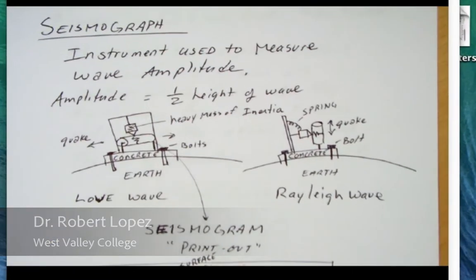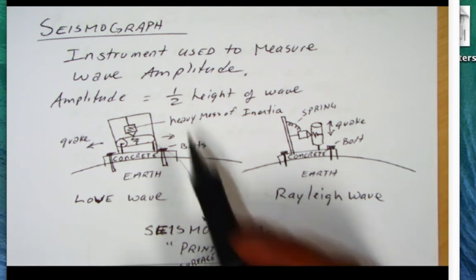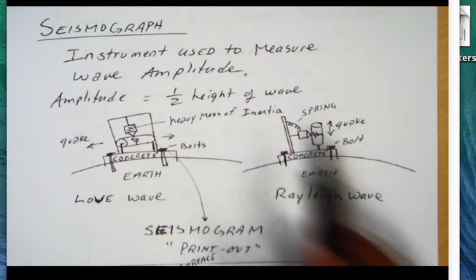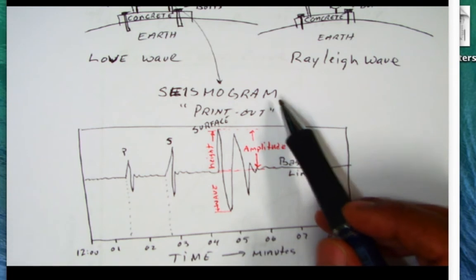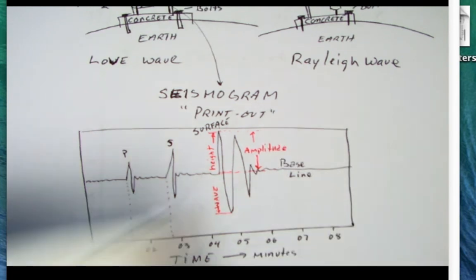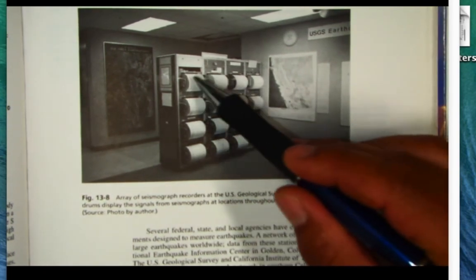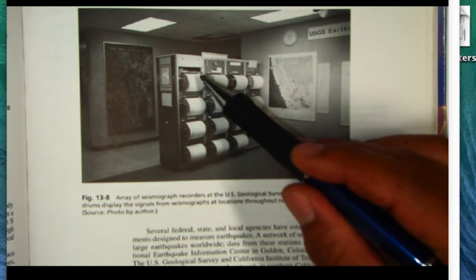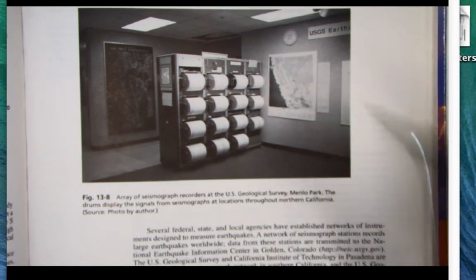So there's an instrument used to measure the wave amplitude. That's called the seismograph. And remember, the amplitude is going to be half the wave height. If we look at the seismogram over here, the seismogram would be the printout. You probably remember that on a seismograph you'll have these drums that spin around, and then the little pin will show the shaking. When there's no earthquake, it's going to be a baseline where there's no shaking going on. But once you get an earthquake, that pin will start moving, and you want to measure the deviation from the baseline, or that amplitude.